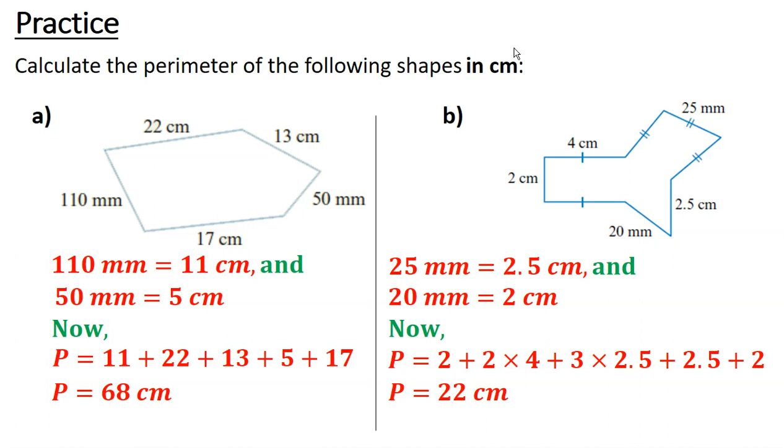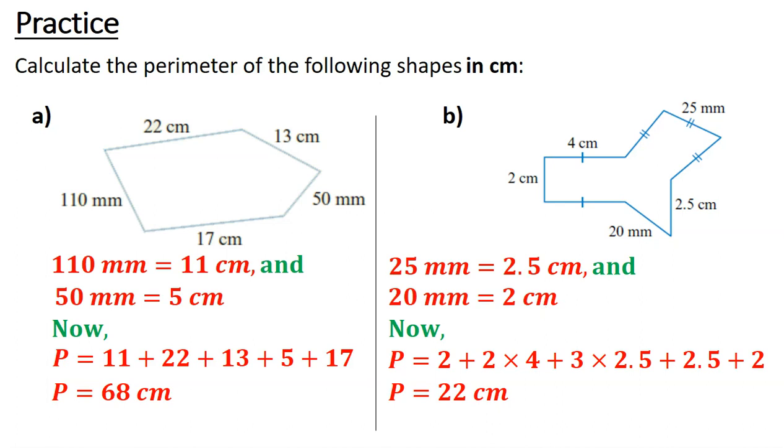All right, but we have to give our answer in centimeters. So this 25 millimeters and this 20 millimeter side here, we're going to have to convert those, okay? So 25 millimeters, if we divide 25 by 10, we get 2.5 centimeters. And 20 millimeters, if we divide that by 10, we get 2 centimeters. So now we have everything in terms of centimeters.